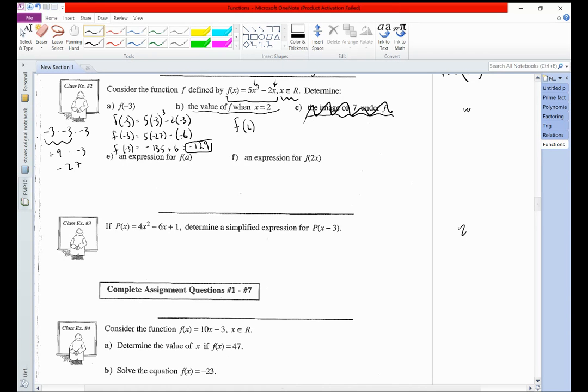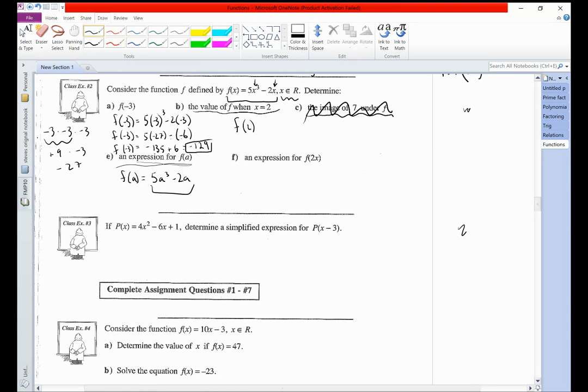So for E, we can bring our polynomials into it. It says, determine an expression for f of a. So what we want to do is we're going to put a in anywhere we see an x. So f of a is going to be 5a cubed minus 2a. That's it. That's the function where f is a, or f of a.